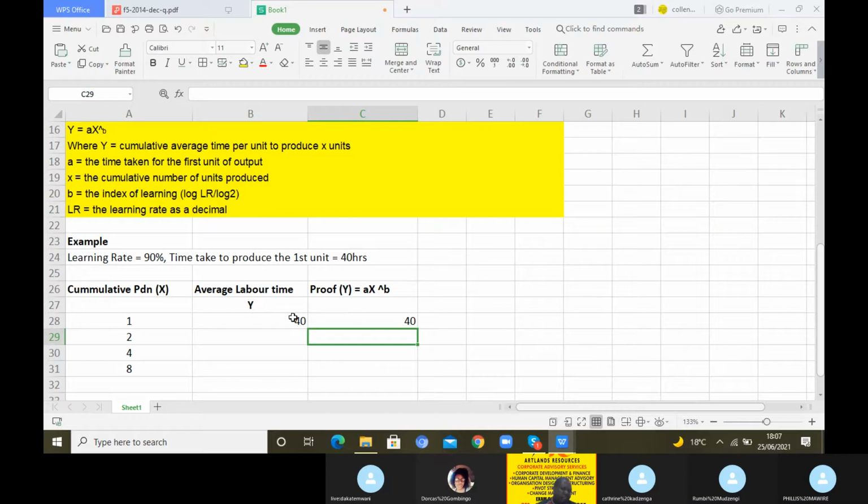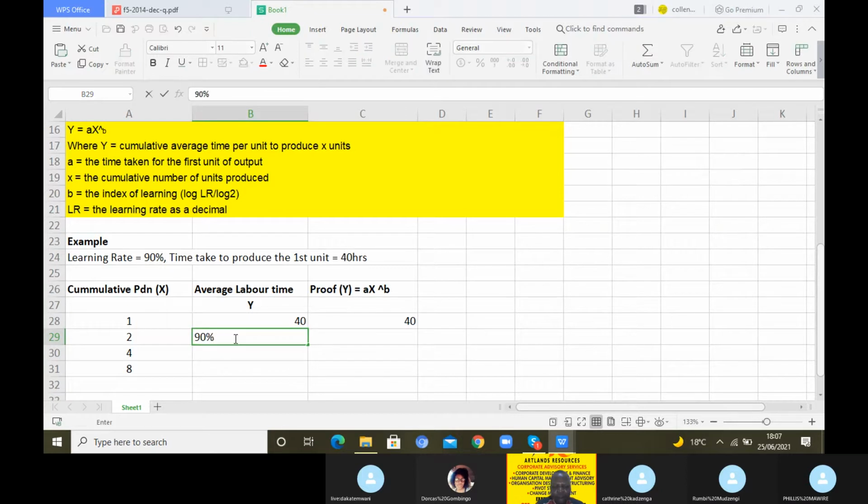Now, notice something. If we say employees are learning at 90%, please get me right, it means if they spend 40 hours to produce the first unit, the second unit needs 90% of the first unit. So the second unit would require 90% multiplied by 40 hours, which is 36.